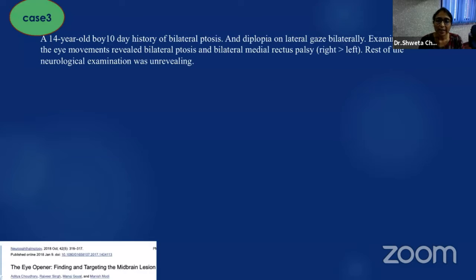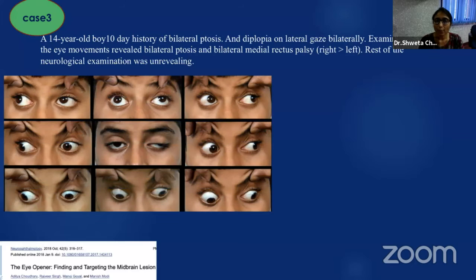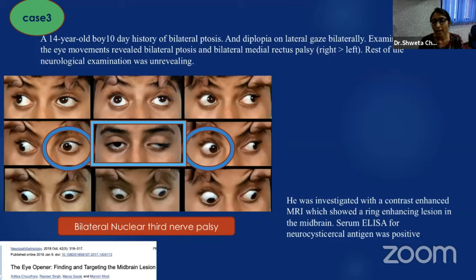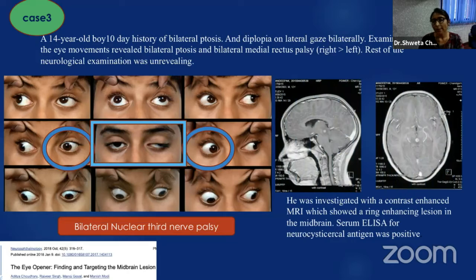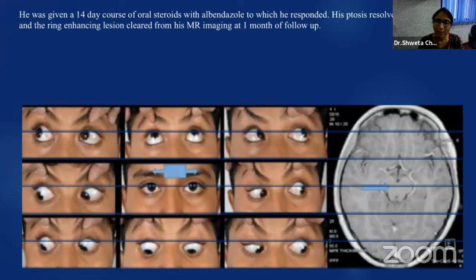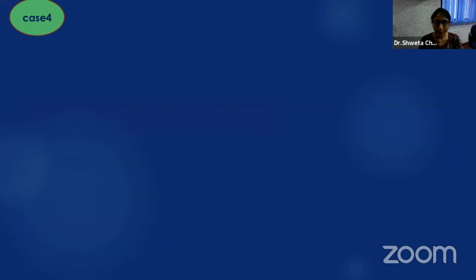Now consider this case. A 14-year-old boy presented with bilateral high ptosis with adduction deficit with a 10 days history. So it was a case of bilateral nuclear third nerve palsy, and imaging was ordered. MRI brain revealed a contrast enhancing lesion in the midbrain, and serum ELISA for neurocysticercus antigen was positive. So the patient was given a course of oral steroids and albendazole, to which he responded.